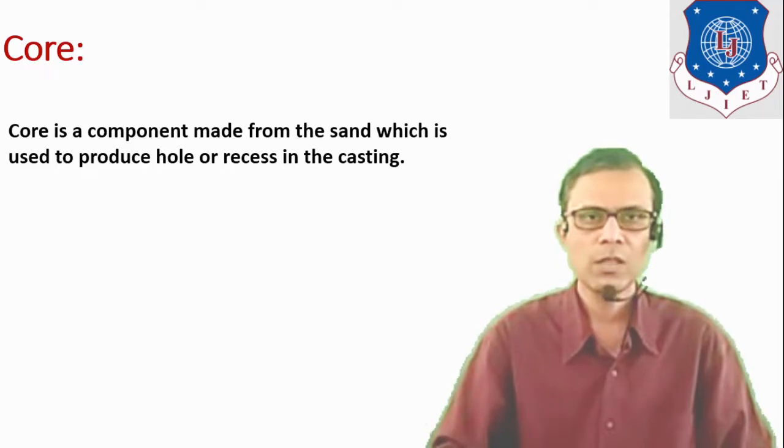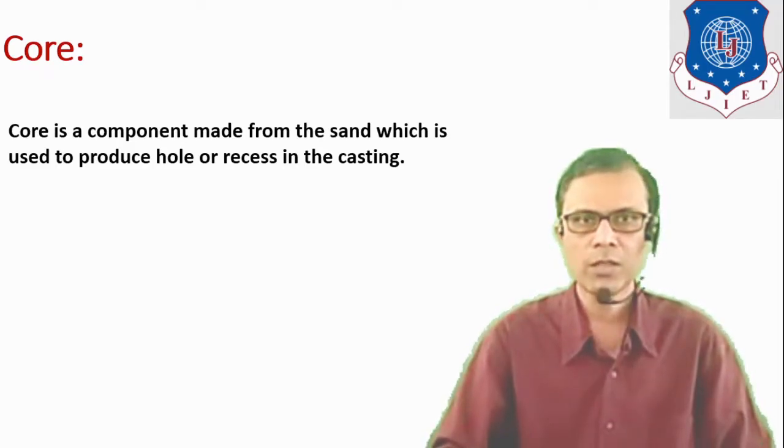So first of all, let us understand what a core is. A core is a component which is made from sand and it is used to produce a hole or recess inside the casting. If a casting contains some hole or recess like feature, then it is necessary to prevent the flow of the metal inside that particular area. So for that purpose, the component is used and it is known as a core.